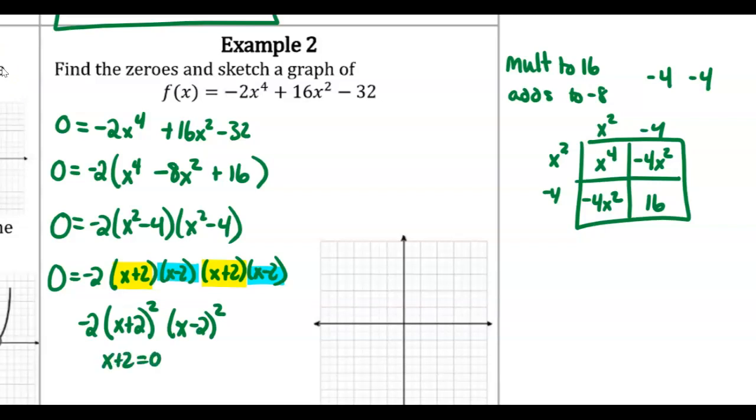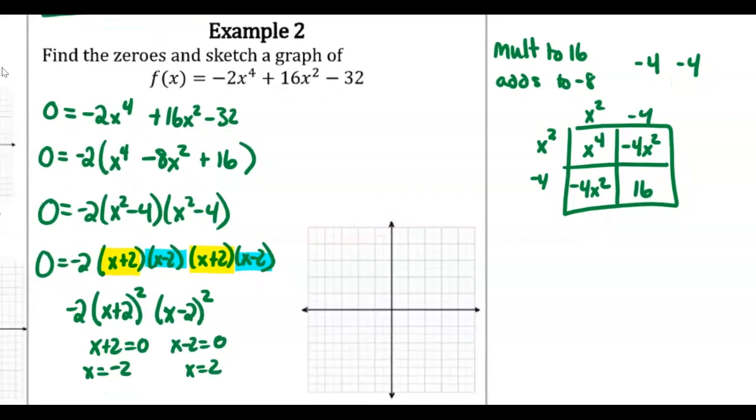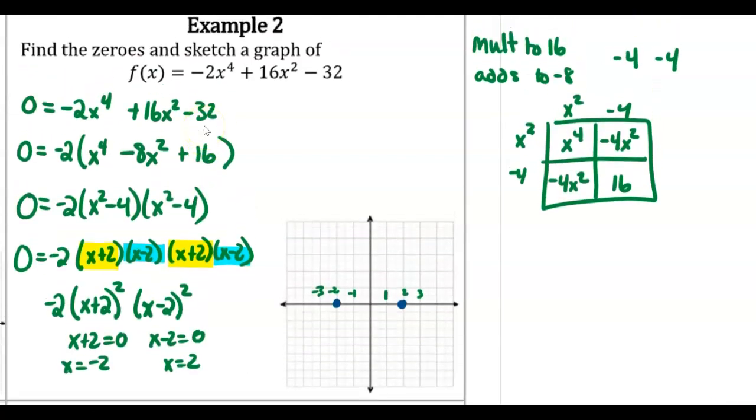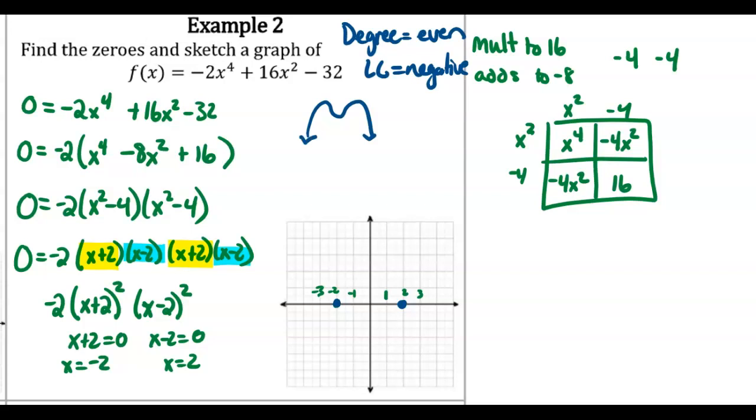So this one is going to give me -2, and this one is going to give me +2. So it tells me, hey, my x-intercepts are at -2 and at +2. So I'm going to put a point there. Okay, so keep in mind we're just sketching the graph. We're not getting really specific. So the degree, the highest power, is even, and the leading coefficient is negative. And what that tells us about the graph is that it is going to be this shape.